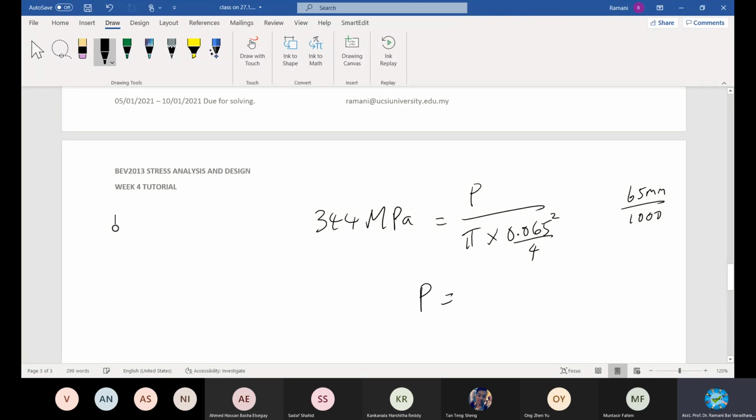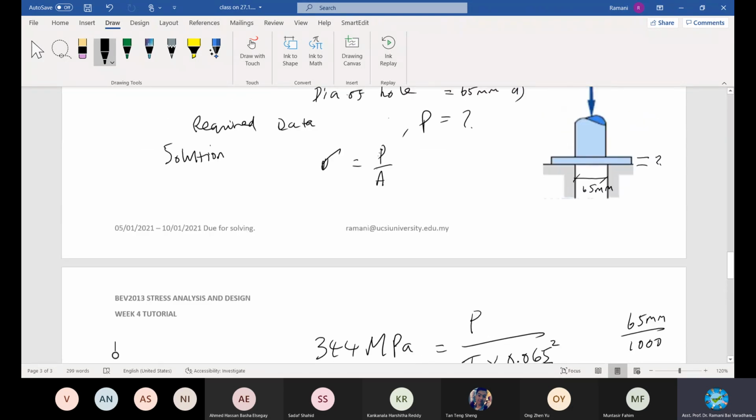Can you give me the value of the compression loading? How much is the value? 1.14 megapascal. All are getting the same answer. Keep it as a megapascal because we don't have any other thing. If there is any other loading coming in, you need to have similar units. Okay. Are you following, everybody? Okay. Let's proceed with the next one.